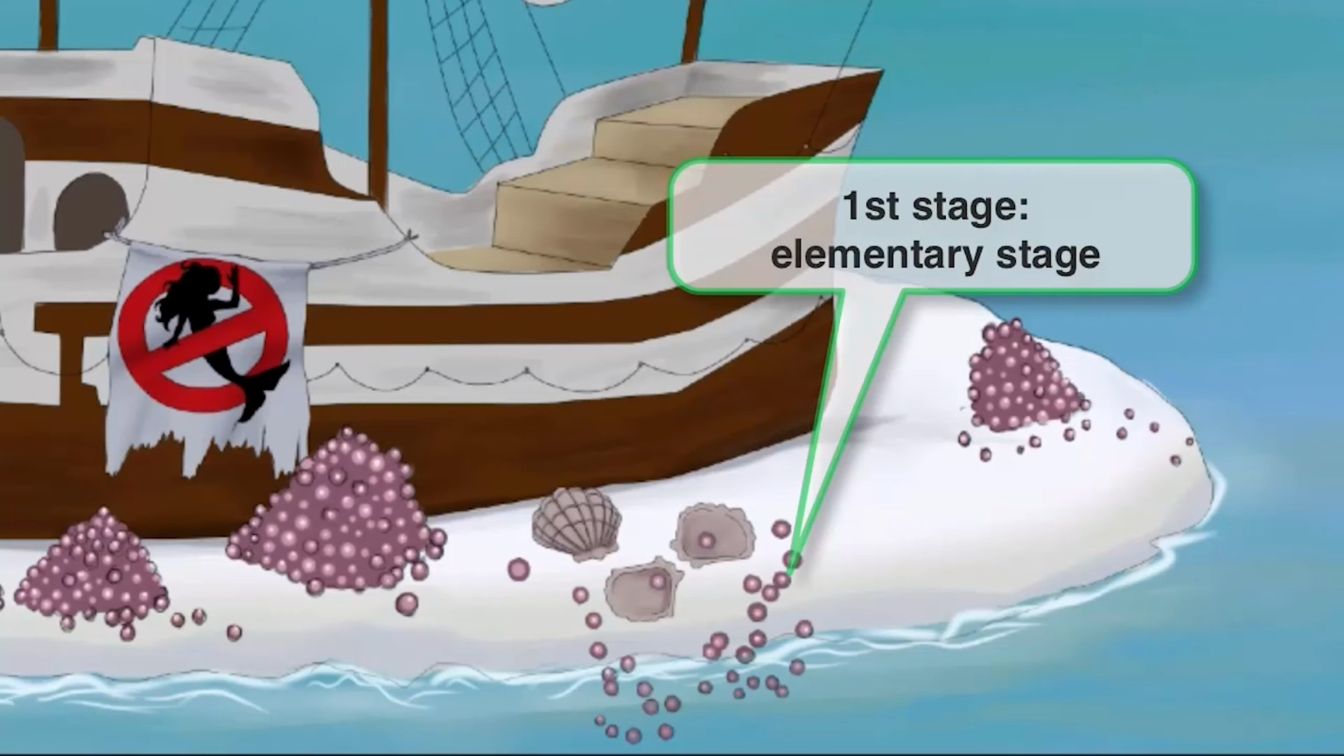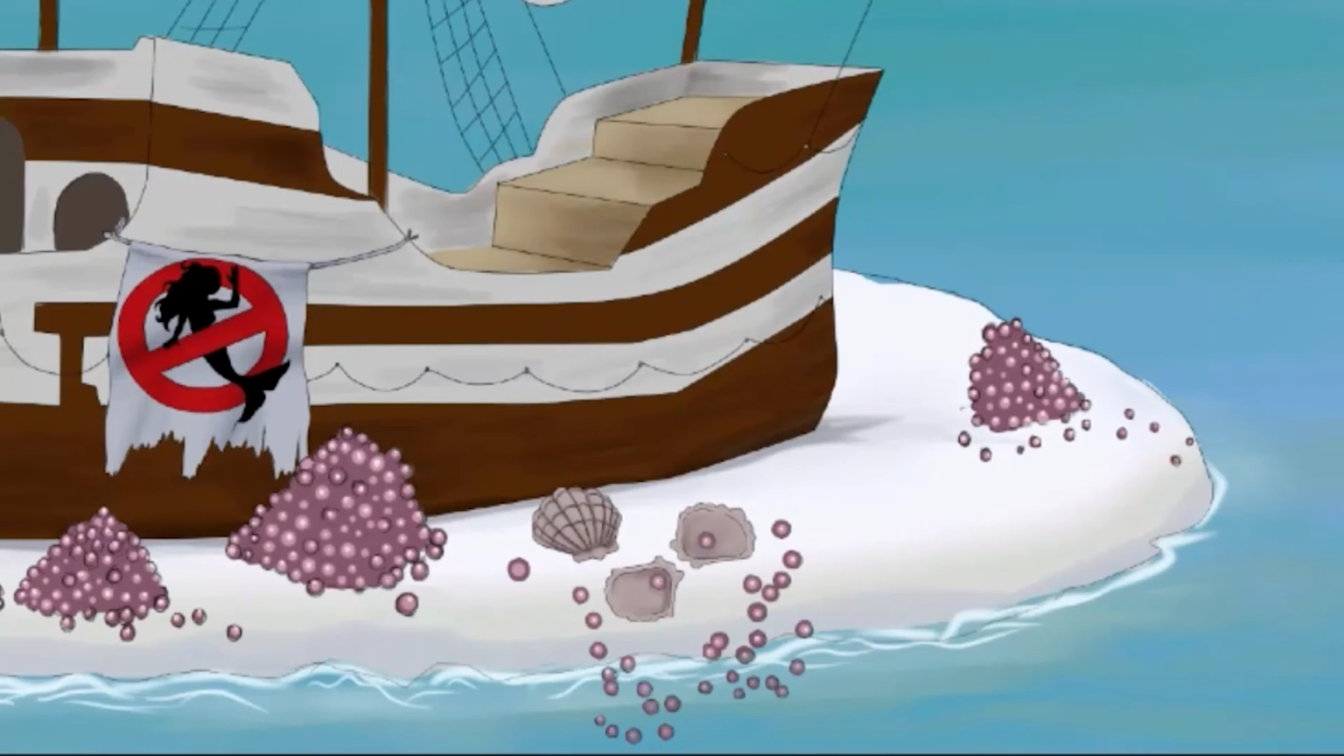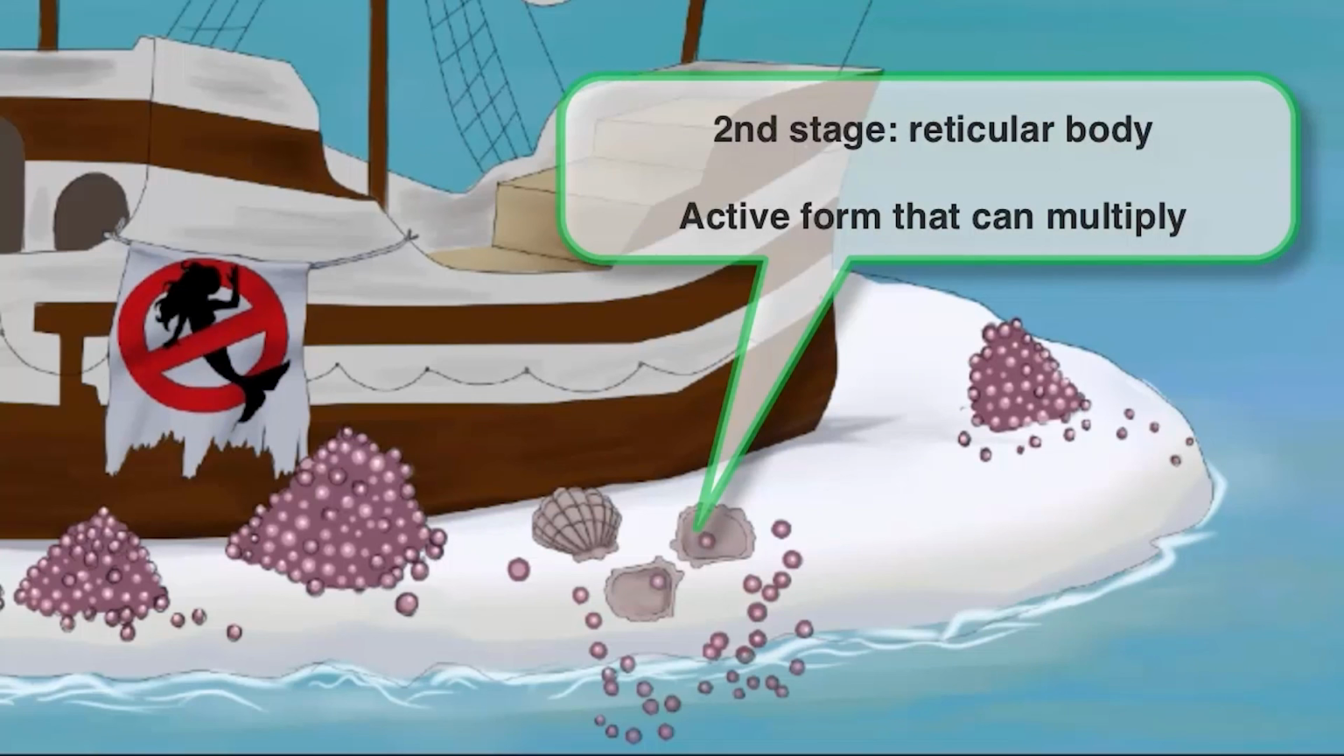Simple, right? Okay, now stage 2 is after the bacteria is inside the cell, or inside the clam, and as you can see, the clam is split into two, so we can see inside and that there are two pearls. And this form is called the reticular body, and it's how the bacteria multiply, through binary fission. The reticular body is known as the active form that can multiply, something that the elementary body can't do.